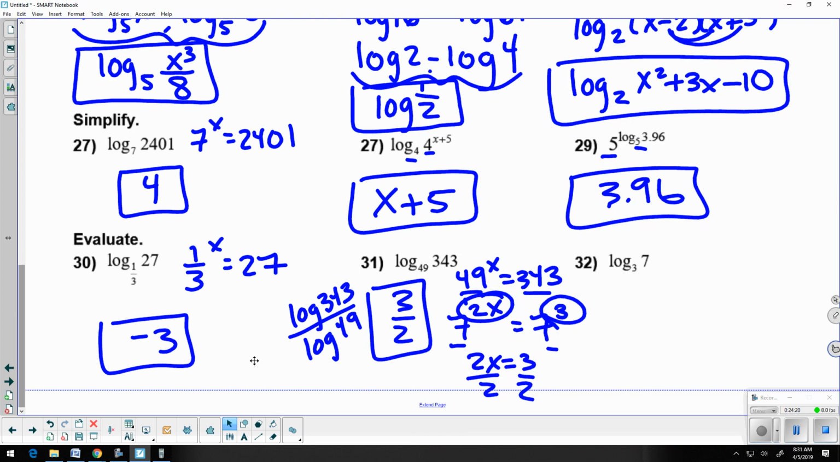And the last one, number 32, question is 3 to what power is 7, right? That's my question, which doesn't exist. We know 3 to the first power is going to be 3, and we know that 3 squared is going to be 9. So it's somewhere between 1 and 2. So if you can't do it, again, just simply resort back to your change of base. Log of 7 divided by log 3.